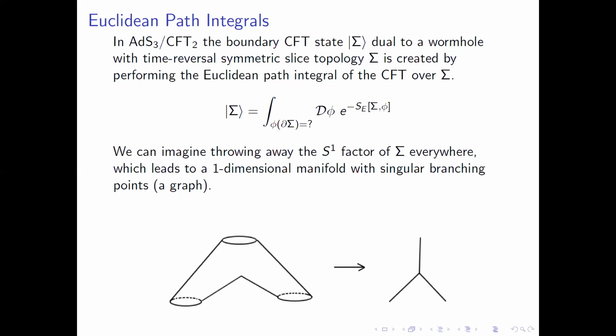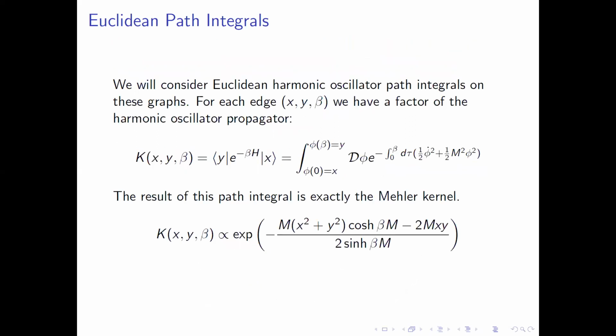You take the local circle everywhere and you shrink it down to a point. And what you're left with from the pair of pants is this singular trivalent vertex object. So we'll call these things graphs. And their only degrees of freedom are their vertices and the length of the edges. So as you might have guessed, we're going to consider our harmonic oscillator path integrals on exactly these graphs, which are dimensional reductions of these Riemann surfaces that create the wormhole in 3 dimensions.